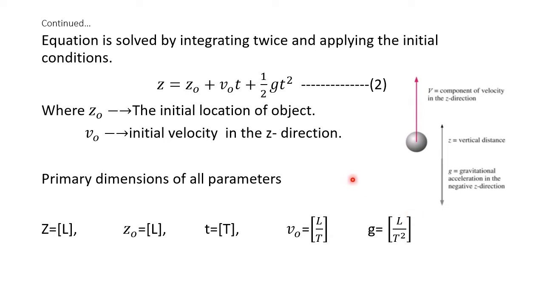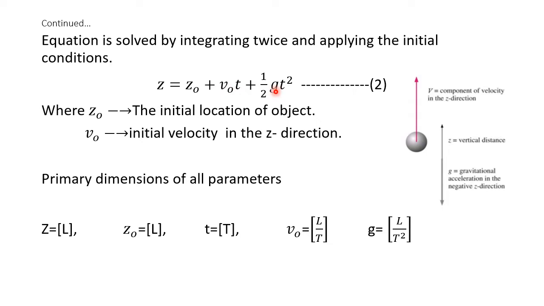d square z by dt square equals minus g, and when we put in the initial conditions, we get the final expression as z is equal to z0 plus v0 t plus half g t square. So what are those initial conditions? Those initial conditions are z0 and v0. Z0 is the initial location of the object and v0 is the initial velocity in the z direction. So here we have 5 parameters, that is z, z0, v0, t and g.